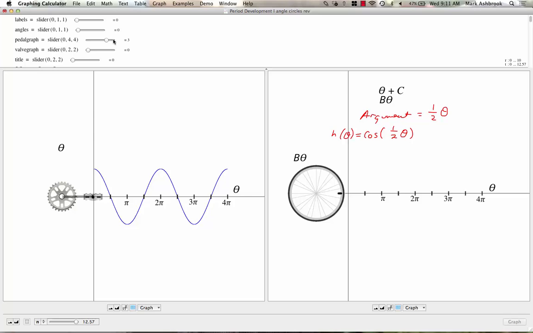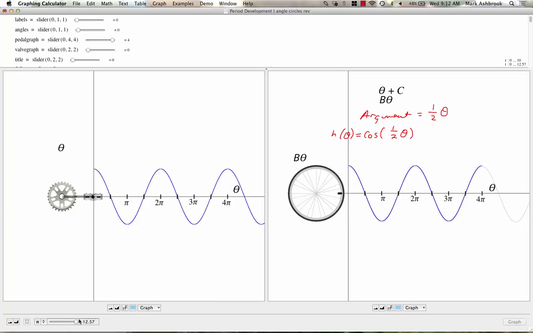Wrong one. There we go. So that's still the pedal, that's still cosine of theta, okay? So both of those are cosine of theta. The question is, what will cosine of 1/2 theta look like? Or in other words, we're tracking the horizontal position of the tire valve.